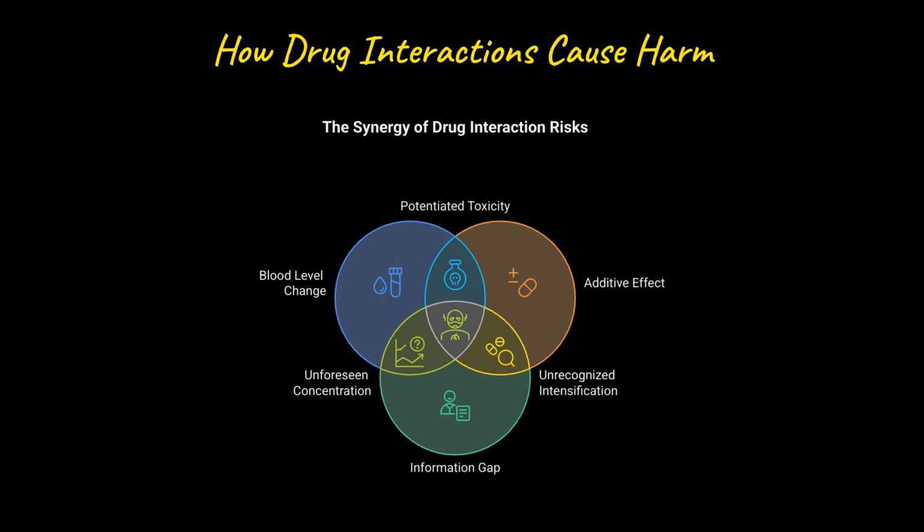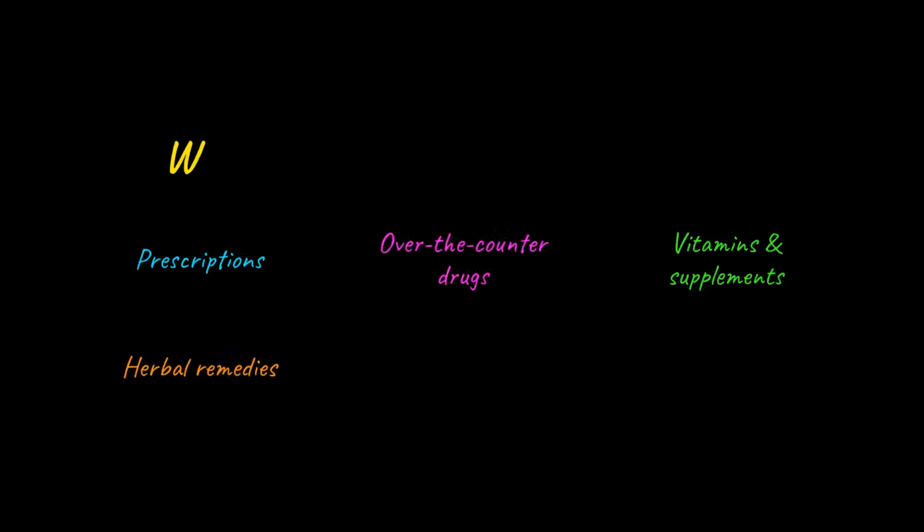Interactions cause harm in three key ways. One drug can raise or lower the blood level of another. Two drugs can push the same effect until it becomes dangerous. And when a prescriber lacks the complete list, harmful combinations go undetected.